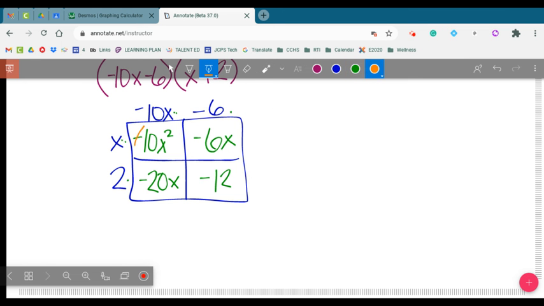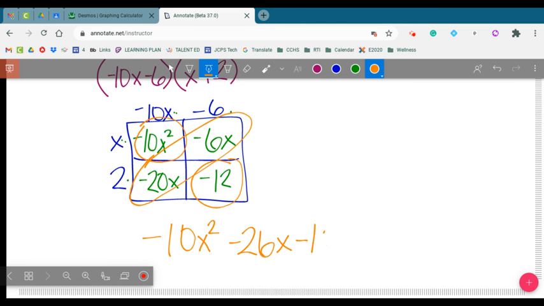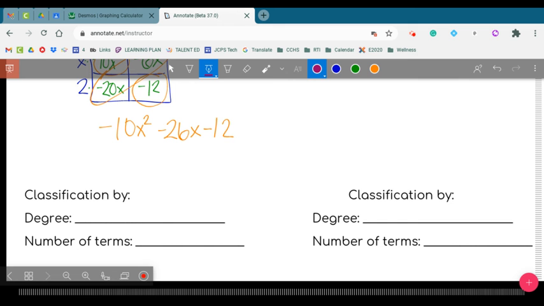So we get -10x squared. -20 and -6 is -26x. And then -12. Your biggest exponent is 2, which is quadratic. And you have 1, 2, 3 terms, so it is a trinomial.